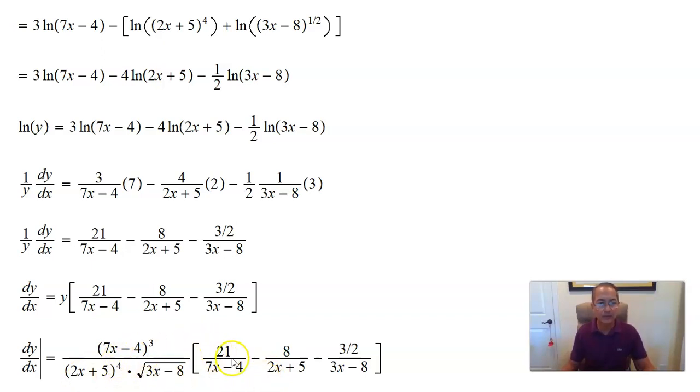You could distribute this to all 3 terms. Notice how some of the 7x minus 4 is going to cancel. Some of the 2x plus 5 is going to combine here. Some of the 3x minus 8 is going to combine there. But for me, this is a perfectly acceptable final derivative.